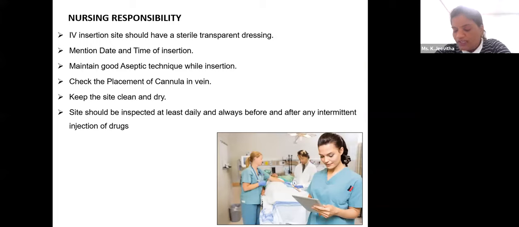I would like to highlight here, see, when we are creating a port, ultimately there will be a chance of infection. So these are the catheters which we are creating, opening into the body. Ultimately there will be infection transmission.